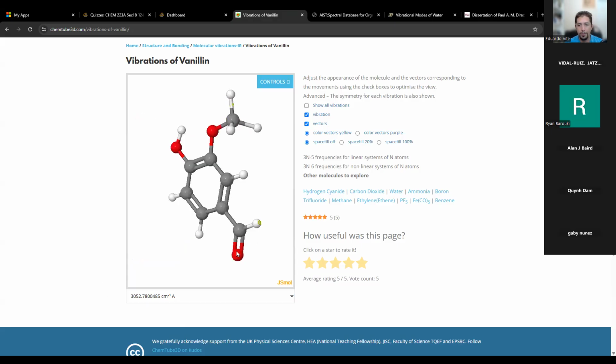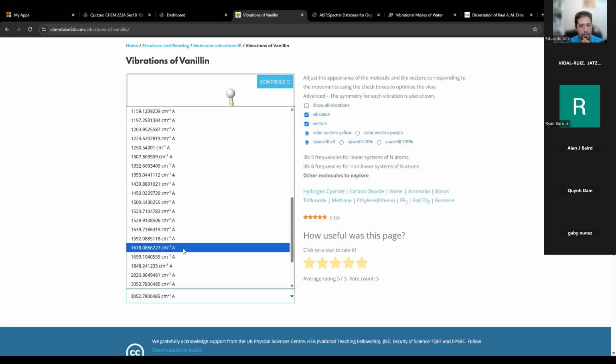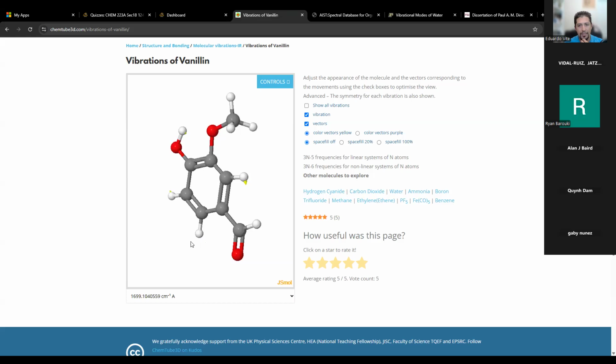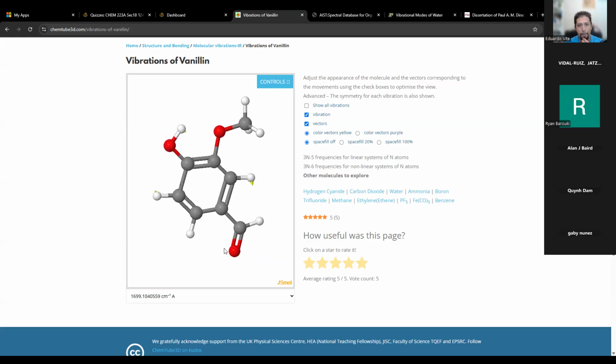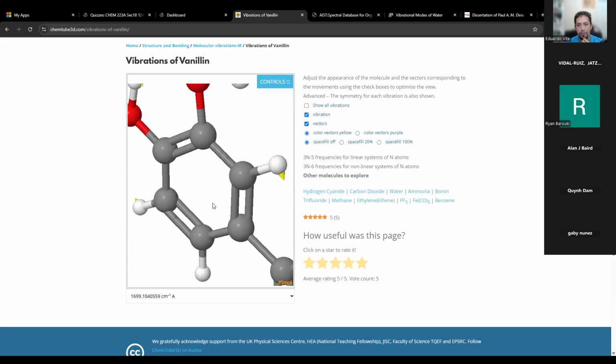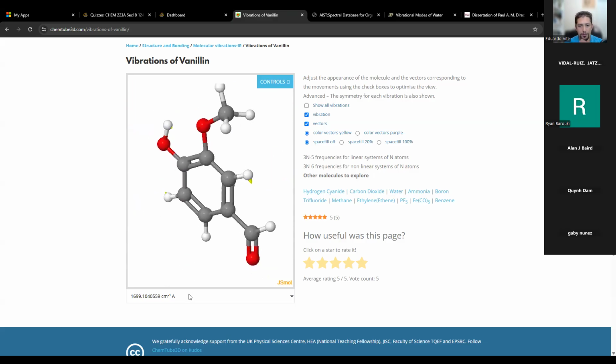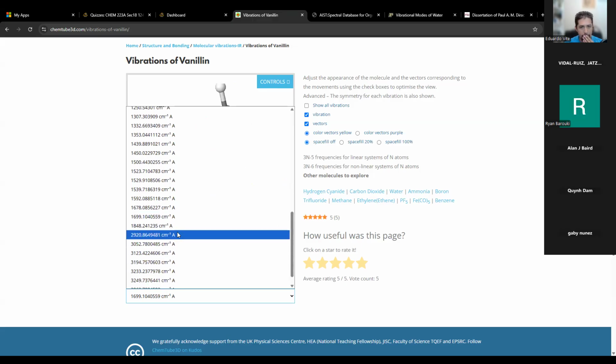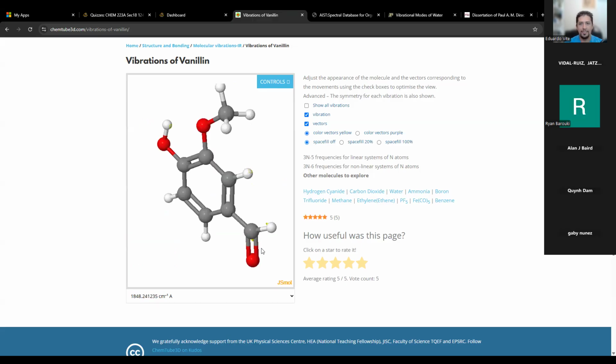Let's see if we can find the one for this carbonyl. I know carbonyls like to vibrate at around 1700, so let me see. There's no 1700. It must be this one, 1699. Nope, that's a whole bunch of bends. Look at that. You see how the yellow arrows are tiny? So that's not a lot of motion happening right there. Very weak signals. So it must be the next one. Yes, there it is. Look at that.